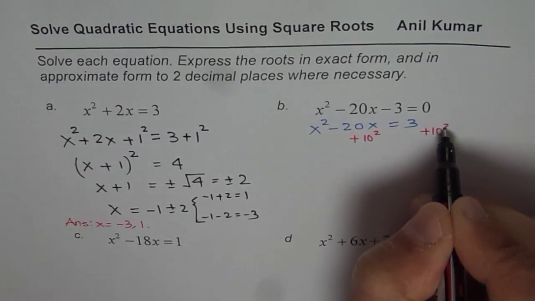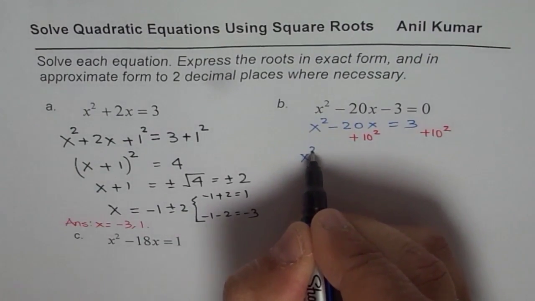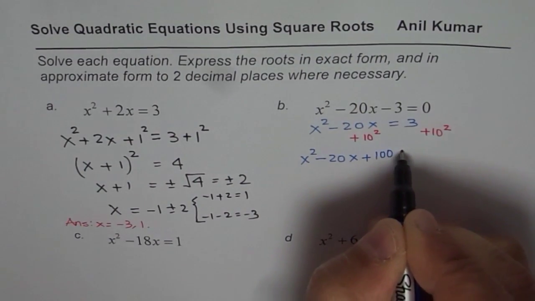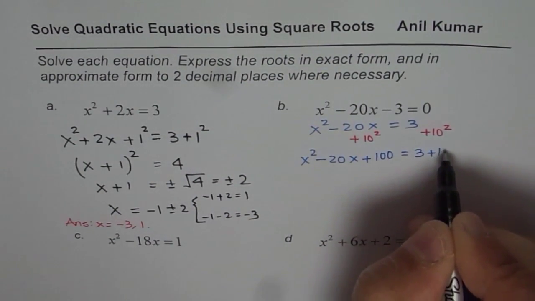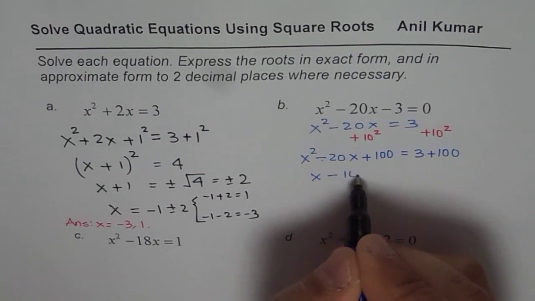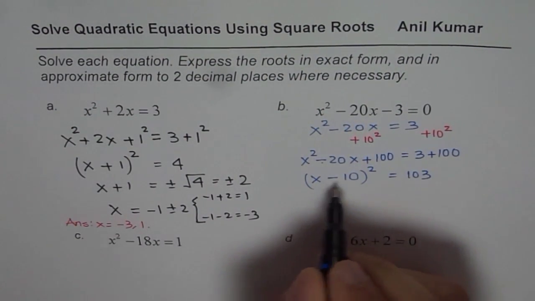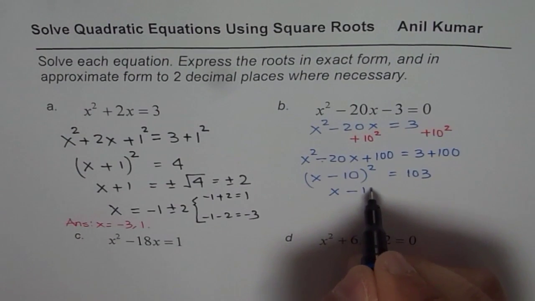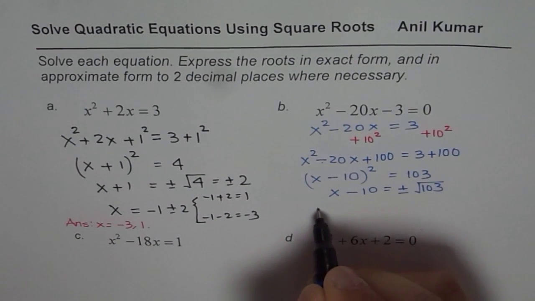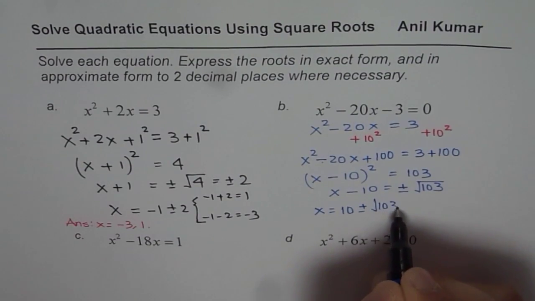So this is my next step. When you add 10 squared on both sides, you could write this equation as x squared minus 20x plus 10 squared, which is 100, equals 3 plus 100. So this could be written as x minus 10 whole squared, which equals 103. Now we can take the square root, so we get x minus 10 equals plus or minus the square root of 103, and x equals 10 plus or minus the square root of 103.